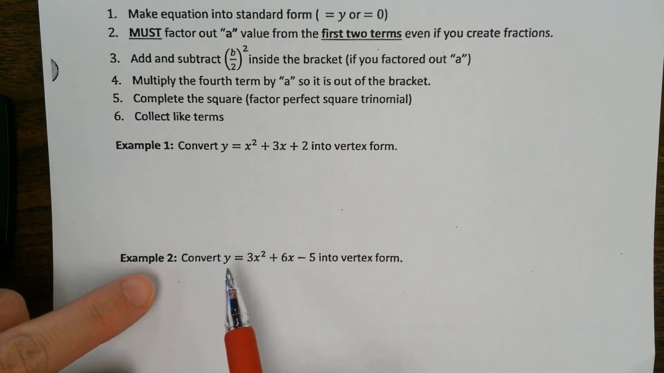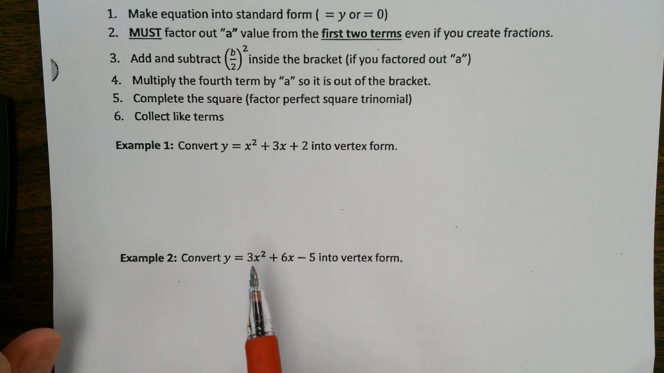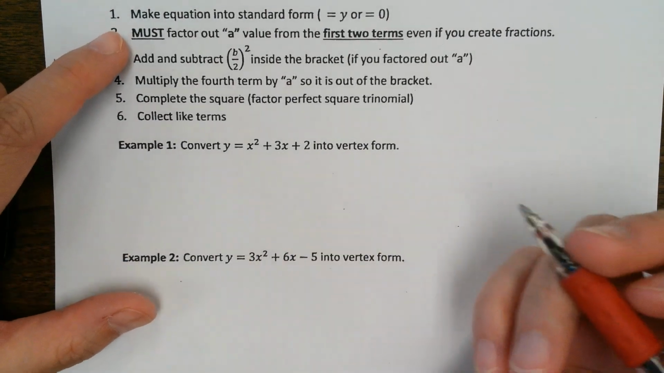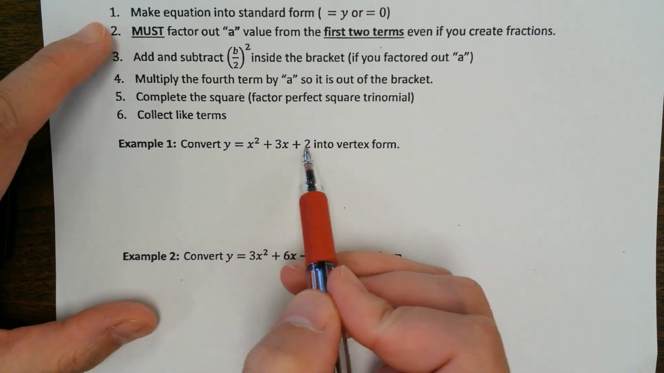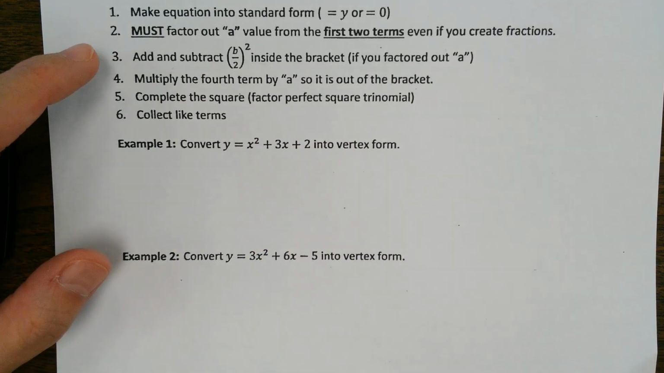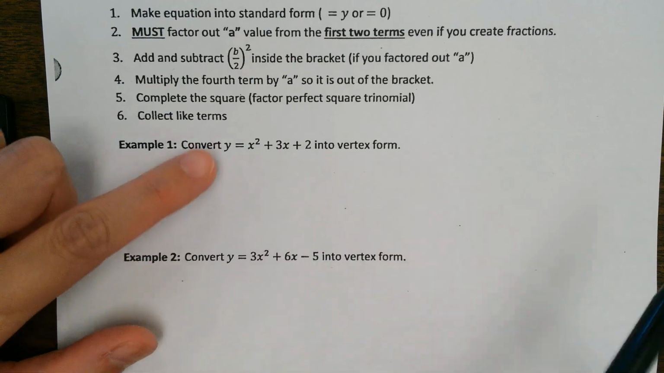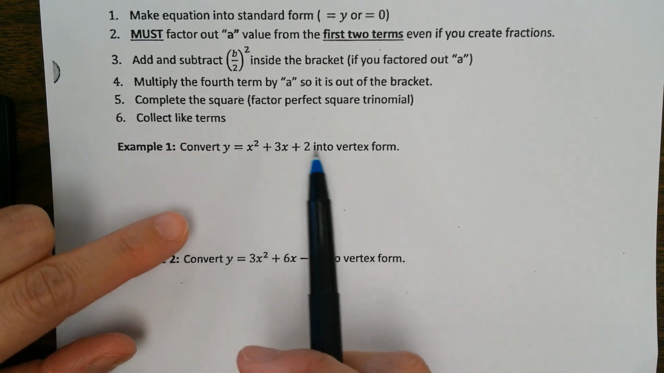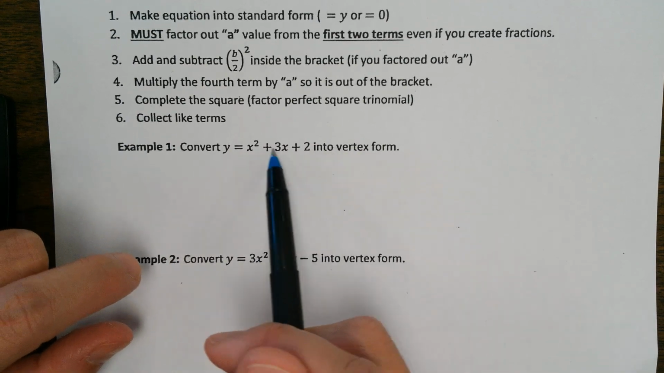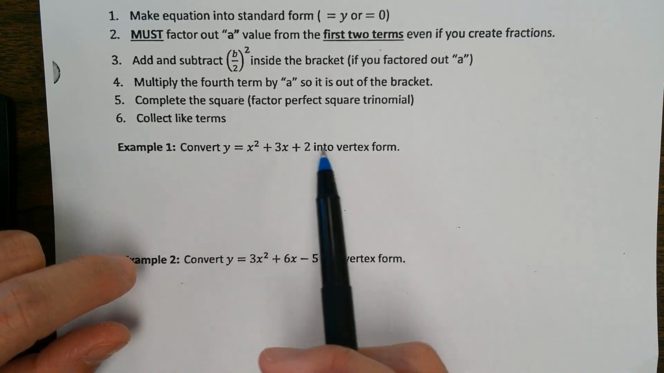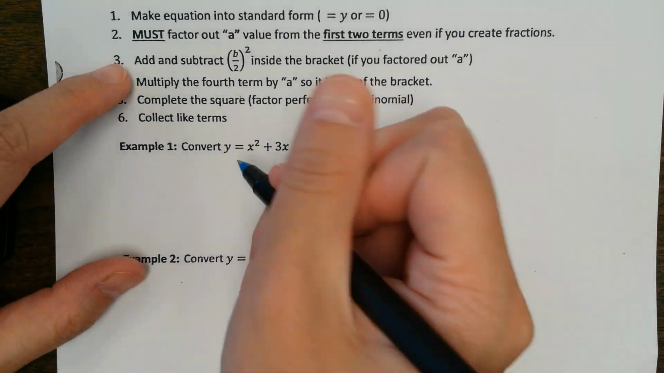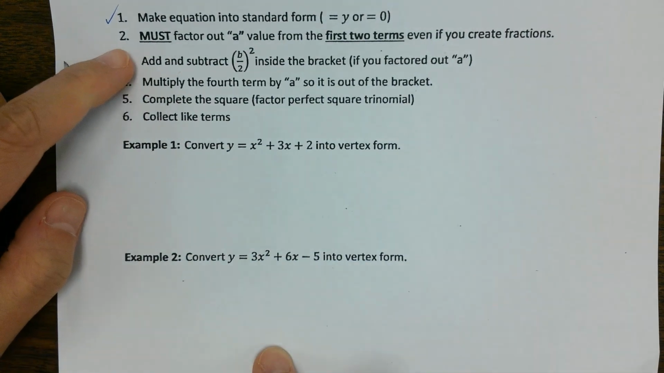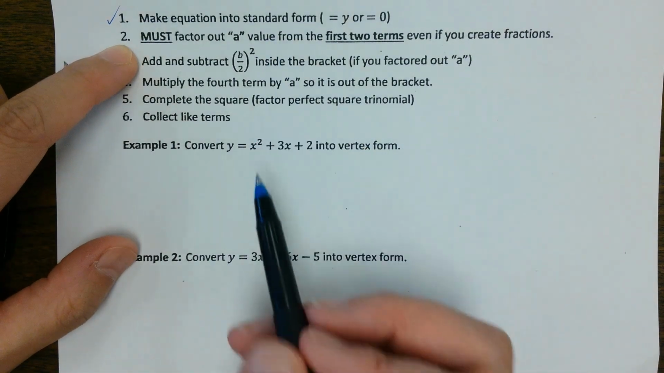Actually, yeah, it's okay. We'll do this one. Example 1 right here. Okay, so first off, is this in standard form? Is this equation in standard form? Yep. X squared term, x term, constant term. All right, so x squared, x, and your constant. Okay, good. So step 1, done. It's in standard form. Step 2, factor out the a value.